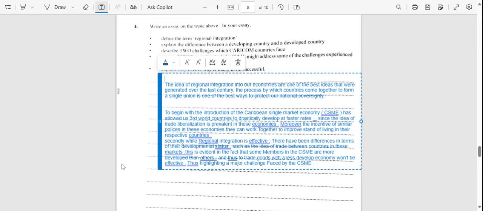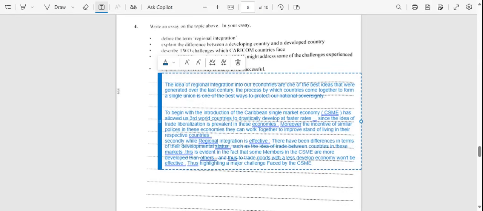Yes, we're okay. So the idea of regional integration of economies is one of the best ideas generated over the last century. The process by which countries come together to form a single union is one of the best ways to protect our national sovereignty. Let me explain this in simple terms. Regional integration, in its most simple sense, is the generation of a single market economy with countries of similar status and mobility in order to promote regional development and increase standard of living.